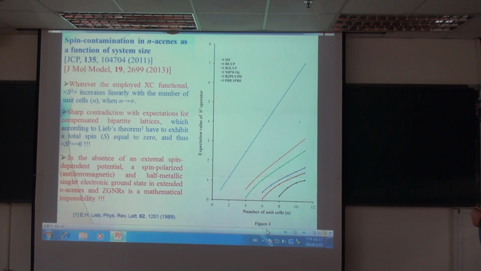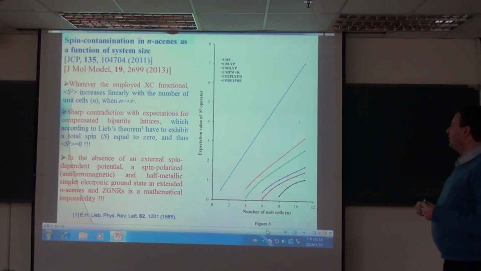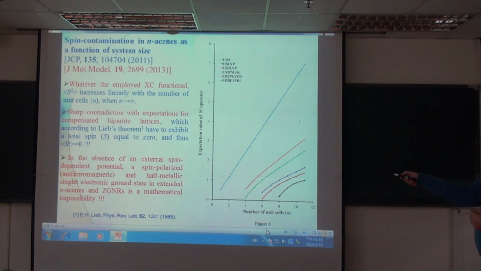Because of course, if we go to an infinite limit, we have an infinitely large spin contamination, and this is obviously in sharp contradiction with what we expect for compensated bipartite lattice. Because I remind you that according to Lieb's theorem, the total spin must be equal to 0. Because if the total spin is equal to 0, then obviously the expectation value of the S square operator should also be 0. So there is something completely contradictory here.